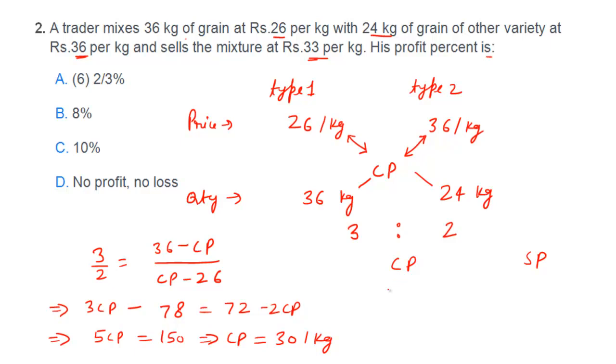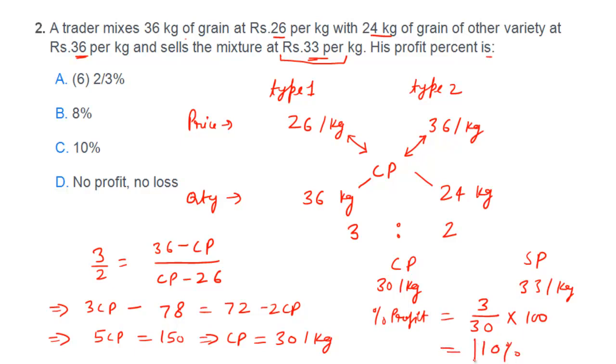So now we got the cost price as 30 per kg, and selling price is given in the question as, sells the mixture as rupees 33 per kg. So selling price is given as 33 per kg. So we have selling price and we have cost price, so we can calculate the profit percent. So percentage profit is profit, which is 33 minus 30, divided by cost price, which is 30, multiplied by 100. Okay, so this is 10%. So 10% is the answer, and option C is correct.